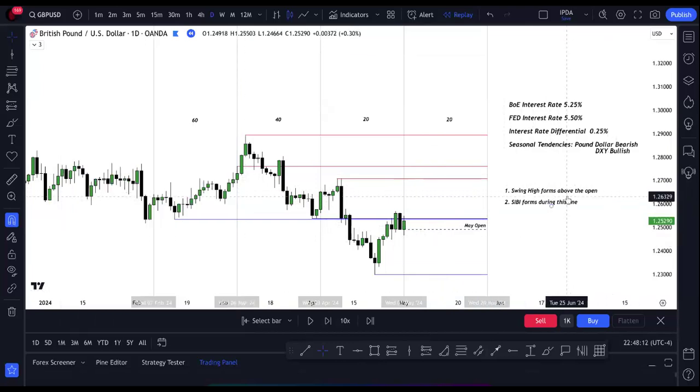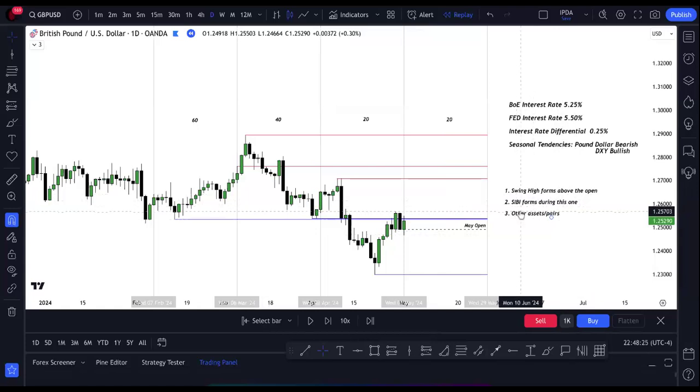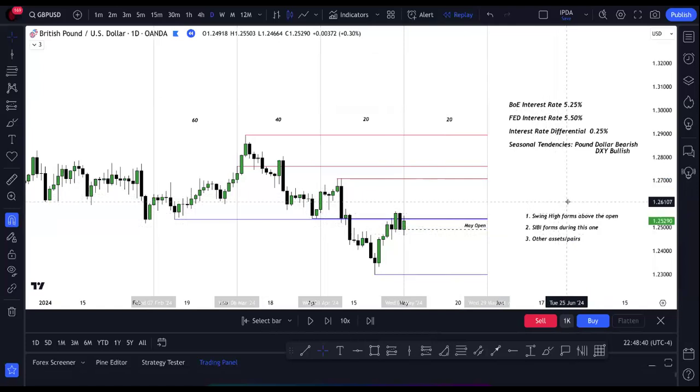Need a SIBI. And the third thing is I want to see what other pairs are doing. So any other assets or pairs, what are they doing? Are they also moving in concert with this idea? So if GU is making a high above the monthly opening price, then DXY is making a low below the opening price. I need to see that relationship.